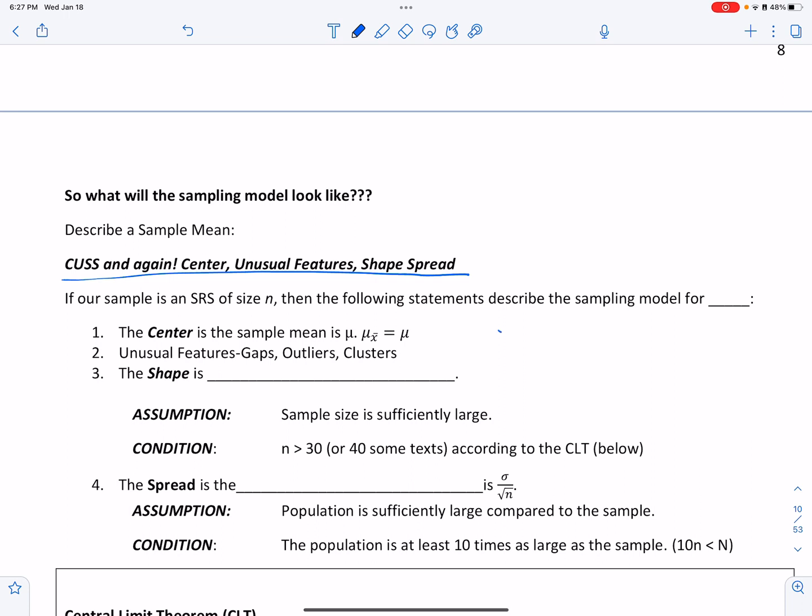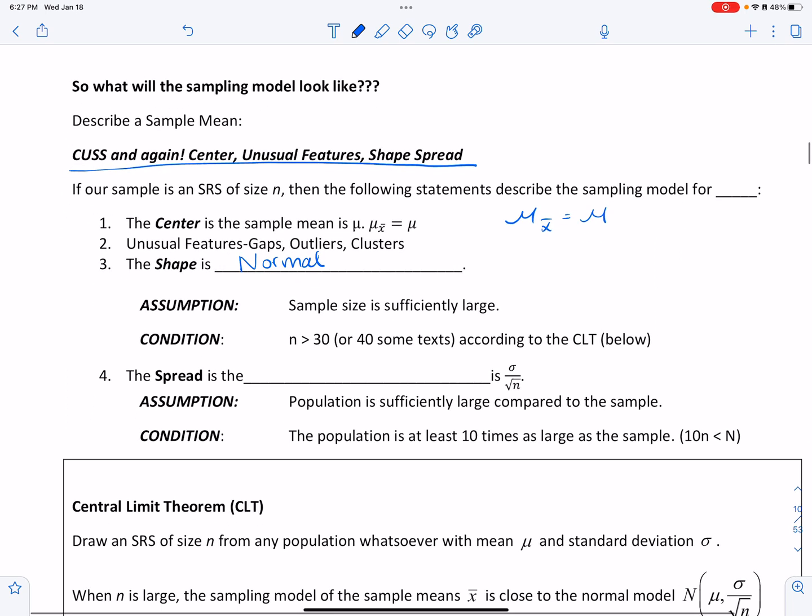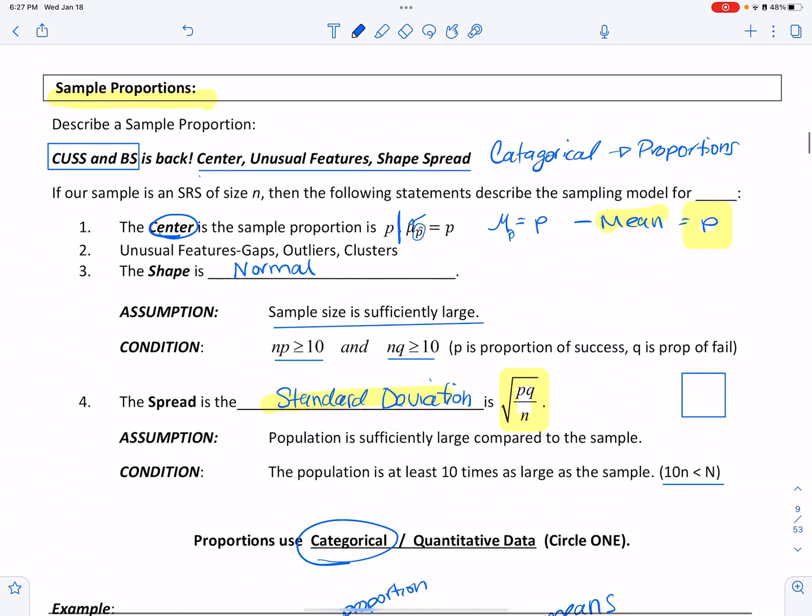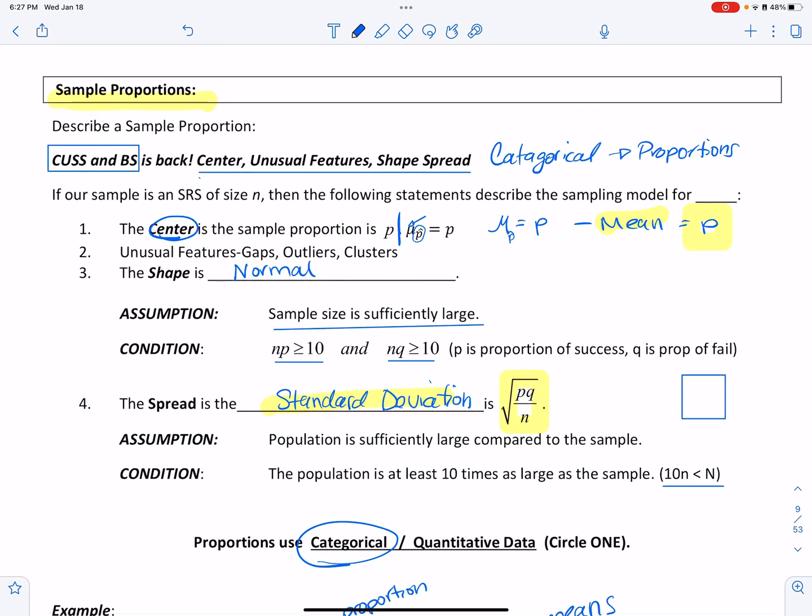And the mean of x bar, do you see that? The mean of x bar is equal to mu. The shape, again, is normal. But I have the same assumption, sufficiently large. Did you see we had the sufficiently large assumption here? Sufficiently large. This is proportion, so I have a P and a Q.